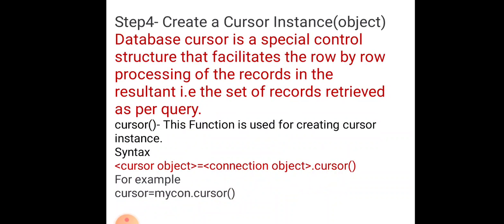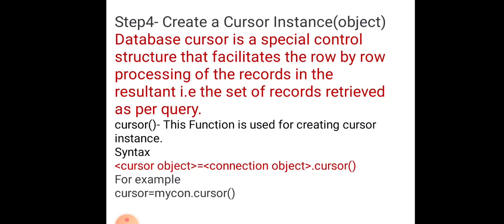Now step 4, create a cursor instance or an object. A database cursor is a useful control structure of database connectivity. Normally when you connect to a database from within a program, the query gets sent to the server, where it gets executed, and the result set, the set of records retrieved as per the query, is sent over the connection to you.